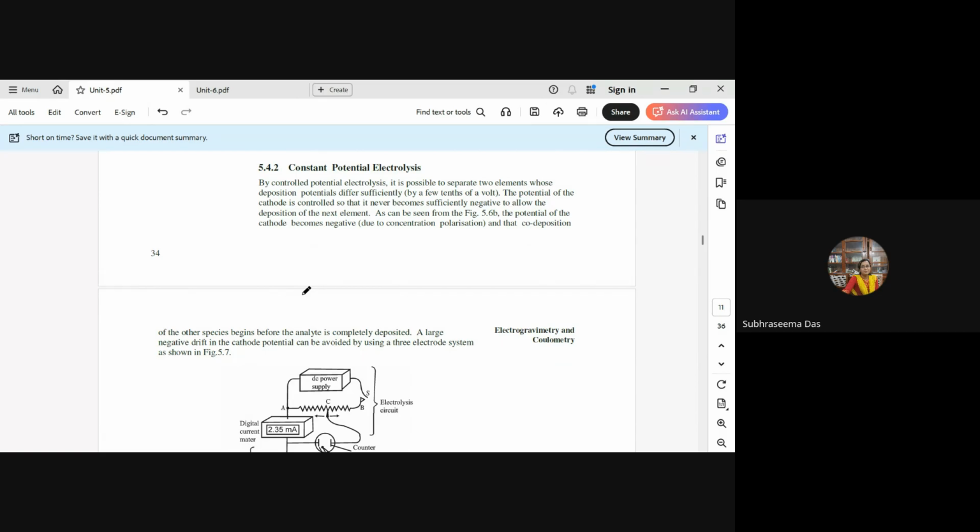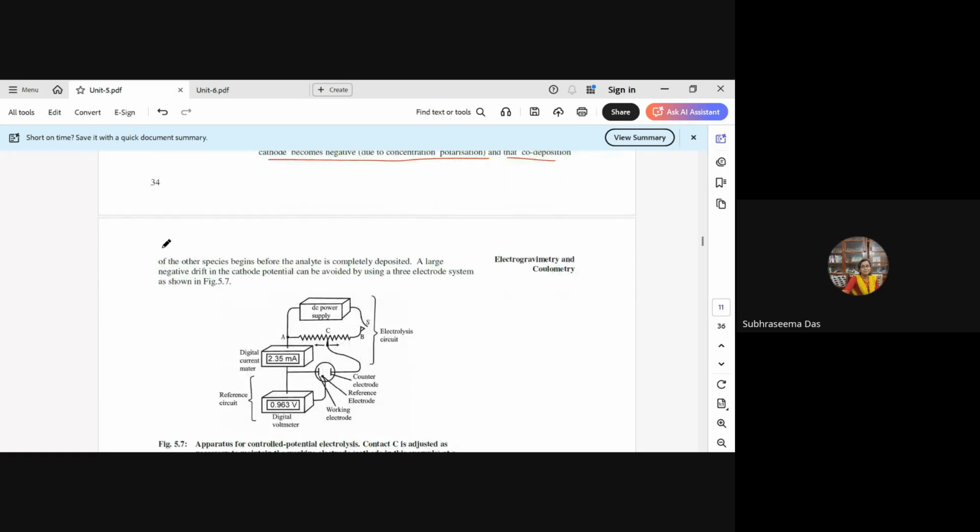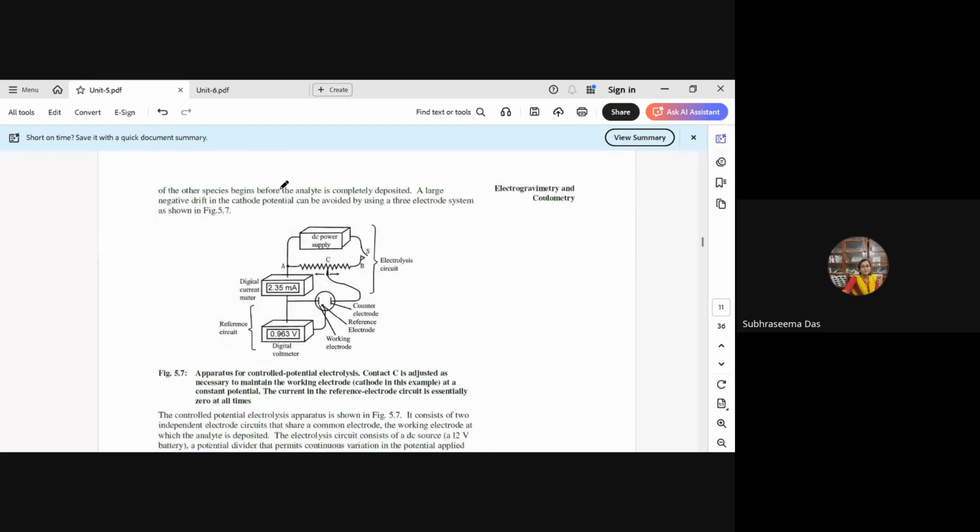So by constant potential electrolysis, it is possible to separate two elements whose deposition potentials differ sufficiently. The potential of the cathode is controlled so that it never becomes sufficiently negative to allow the deposition of the next element. As can be seen from figure 5.6b, the potential of the cathode becomes negative due to concentration polarization, and co-deposition of the other species begins before the analyte is completely deposited.